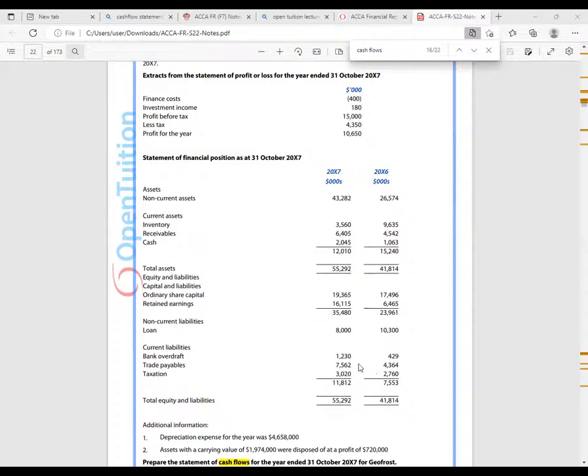Of course, I can see my payables increasing. And the increase that I'm being given here is 31.98.